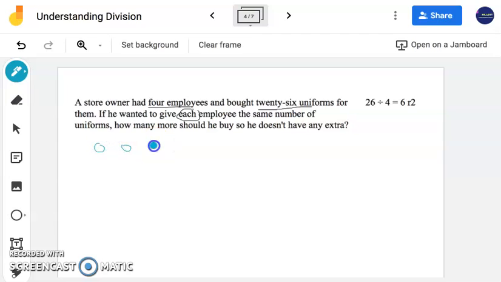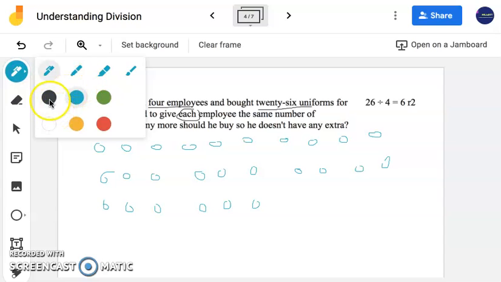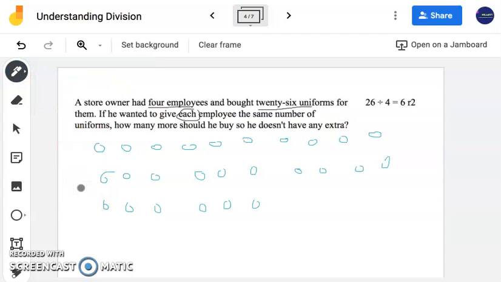So I'm going to draw 1, 2, 3, 4, 5, 6, 7, 8, 9, 10, 11, 12, 13, 14, 15, 16, 17, 18, 19, 20, 21, 22, 23, 24, 25, 26. Notice 26 is my full amount known as my dividend. So this is telling us he bought 26 uniforms. Now, a store owner had 4 employees, but they want to give each employee the same amount of uniforms. So let's see how many uniforms each person would get.